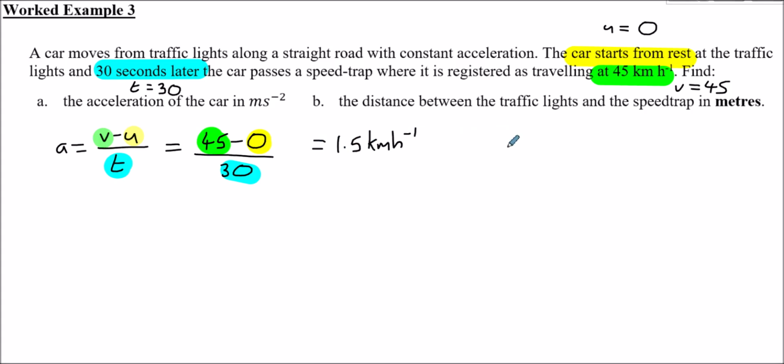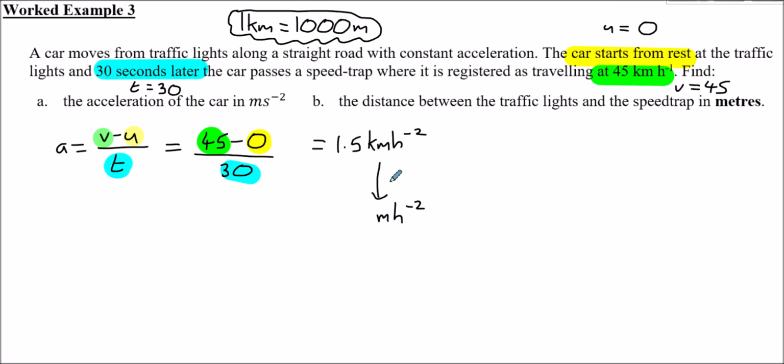So now we need to start converting it. Sorry, kilometers per hour, I mean to say. So this is kilometers per hour to the minus 2. Now, let's change it unit to unit. So in terms of changing it to meters per second squared, first I'm going to change kilometers to meters. So we need to recall that 1 kilometer is 1,000 meters. So to change from kilometers to meters, we need to multiply by 1,000.